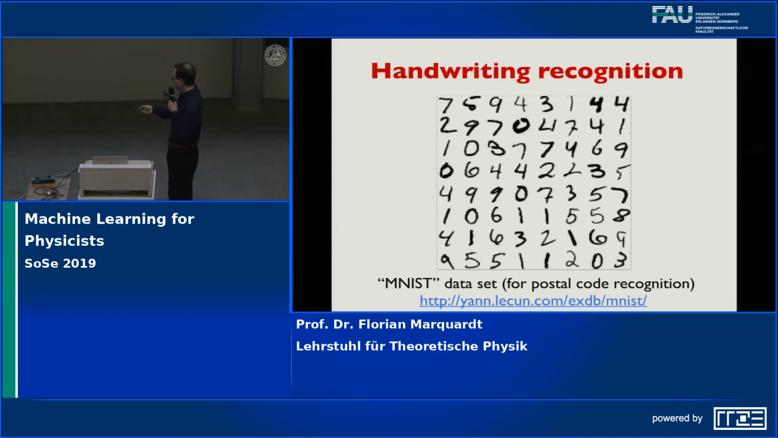So here you see a lot of handwritten digits, and the typical application of trying to recognize them is in the postal service. You get all these letters, you want to sort them automatically. There's this zip code, the postal code, consisting of some handwritten digits, and you want to have them recognized by a computer. And the problem is obviously that everyone writes these digits differently.